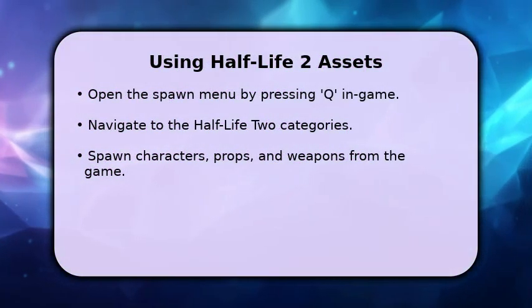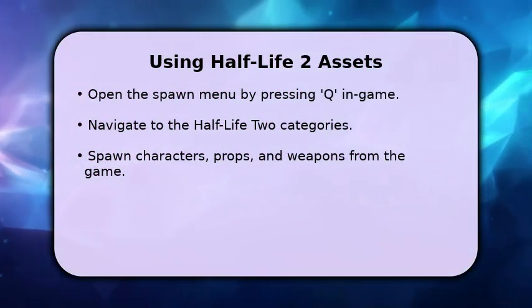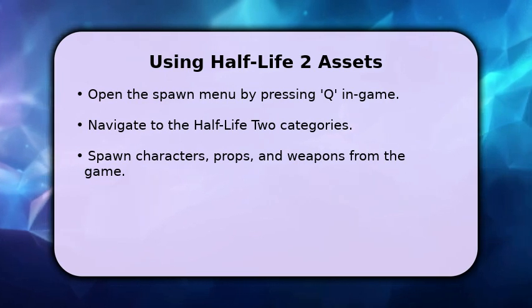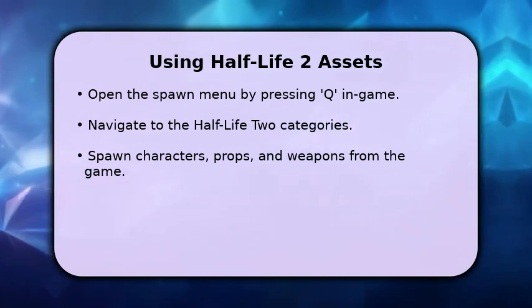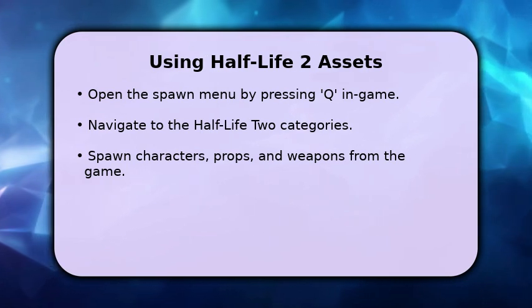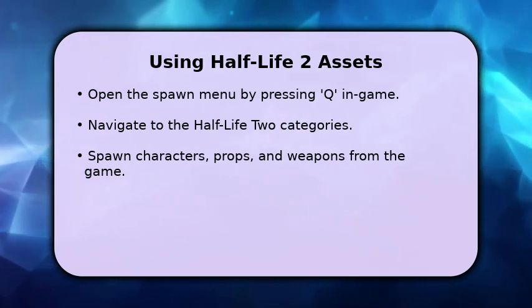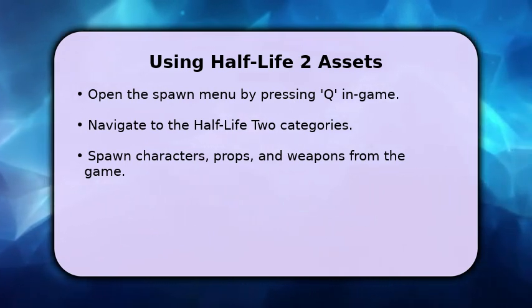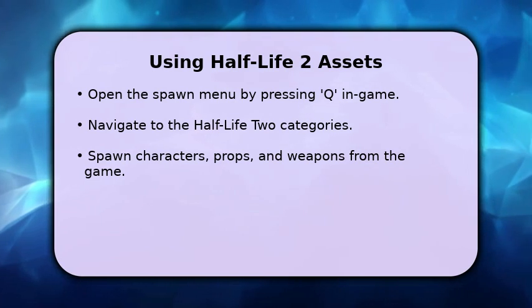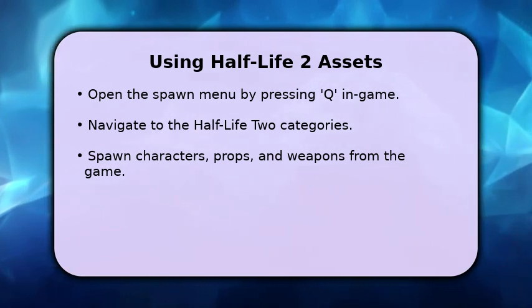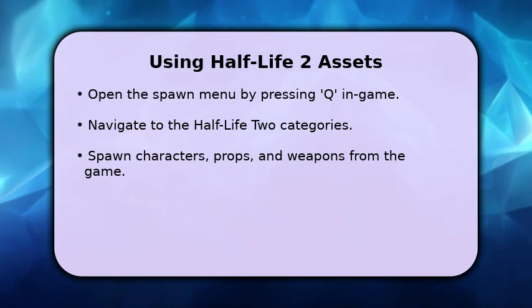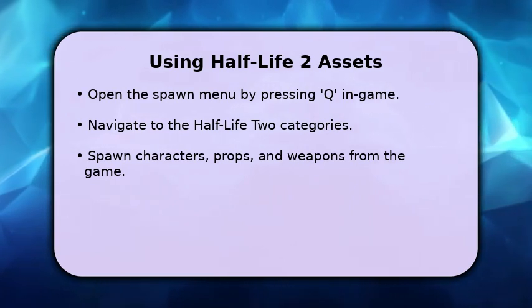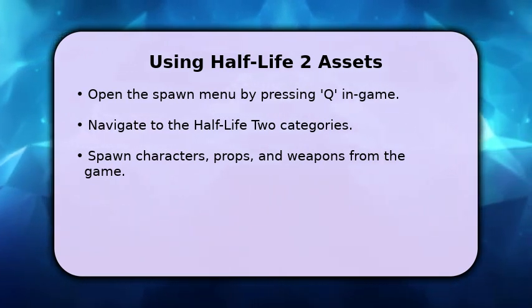Once in a game, press the Q key to open your spawn menu. On the left side, you will find categories for Half-Life 2 under Entities and Weapons. Here, you can spawn various characters like Combine Soldiers or Alyx Vance, along with numerous props and weapons. This allows for endless creative possibilities, letting you recreate scenes or invent entirely new scenarios within the Half-Life 2 universe.